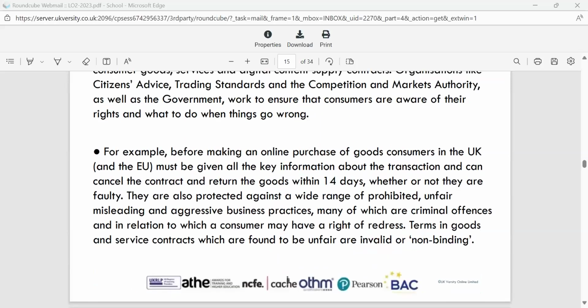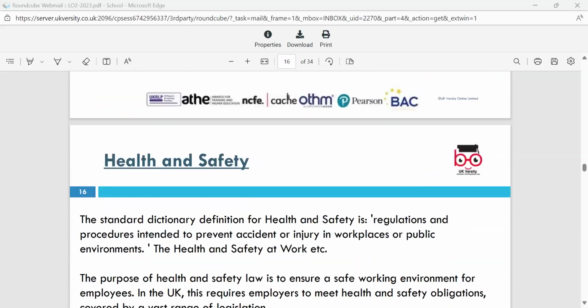For an example, before making an online purchase of goods, consumers in the UK must be given all the information about the transaction and can cancel the contract and return the goods within 14 days, whether or not they are faulty. They're also protected against a wide range of prohibited, unfair, misleading, and aggressive business practices, many of which are criminal offences and in relation to which a consumer may have a right of redress. Terms in goods and service contracts which are found to be unfair are invalid or non-binding.